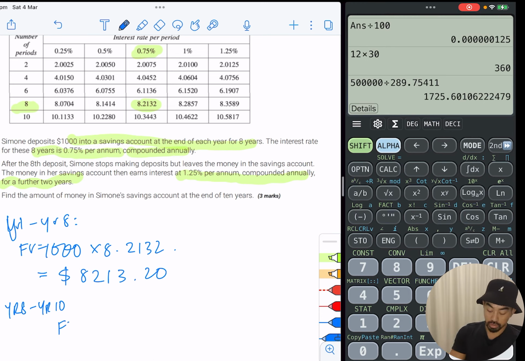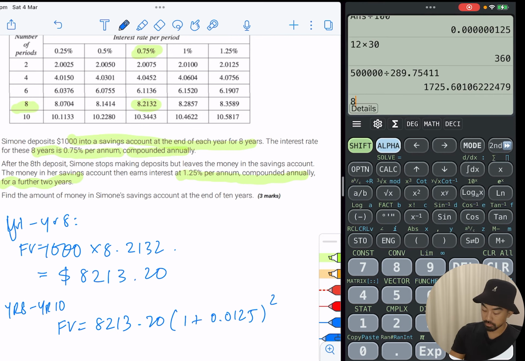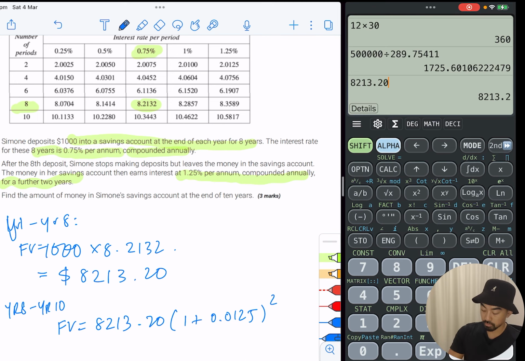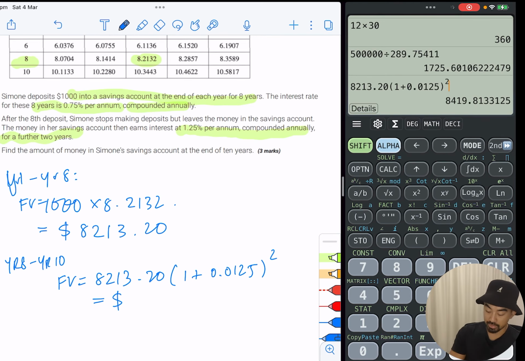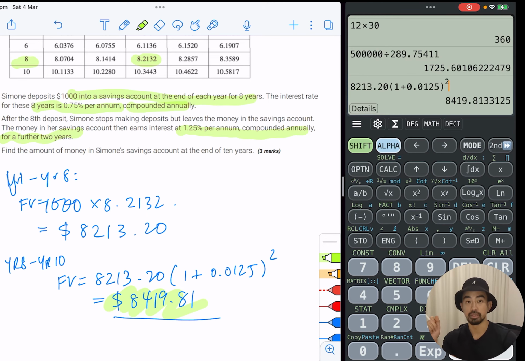So future value equals 8213.20, 1 plus 0.0125 for 2 years. So her future value is 8,419.81. Okay, done.